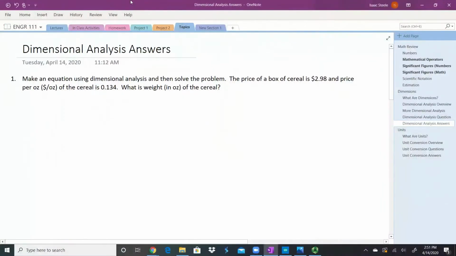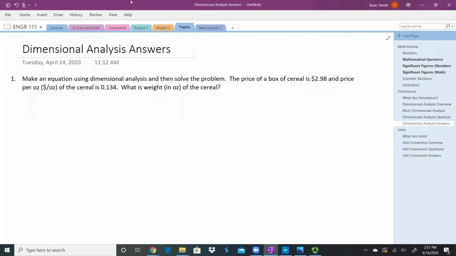So in a previous video, I gave you two questions to use dimensional analysis with. If you haven't seen that video yet, or if you haven't worked through these yet, you can stop this video and go back and look at the video that has the questions first, before we go over them, so you can practice them on your own. What we're going to do is work through these step by step.